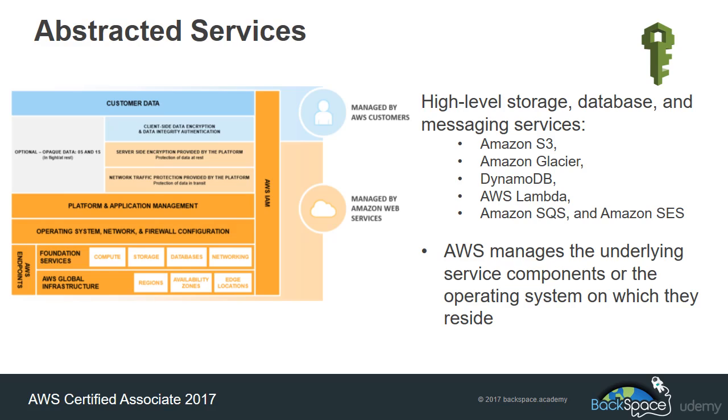Amazon SQS and SES are examples again of abstracted services. So AWS manages the underlying service components or the operating system on which they reside. We again are responsible for our data that we put on Amazon S3. We're responsible for client-side data encryption and data integrity and authentication. AWS is going to be responsible for server-side encryption on Amazon S3. They're going to be responsible for network traffic protection across Amazon S3. We're not going to take responsibility for that. AWS will take responsibility for that as an abstracted service.